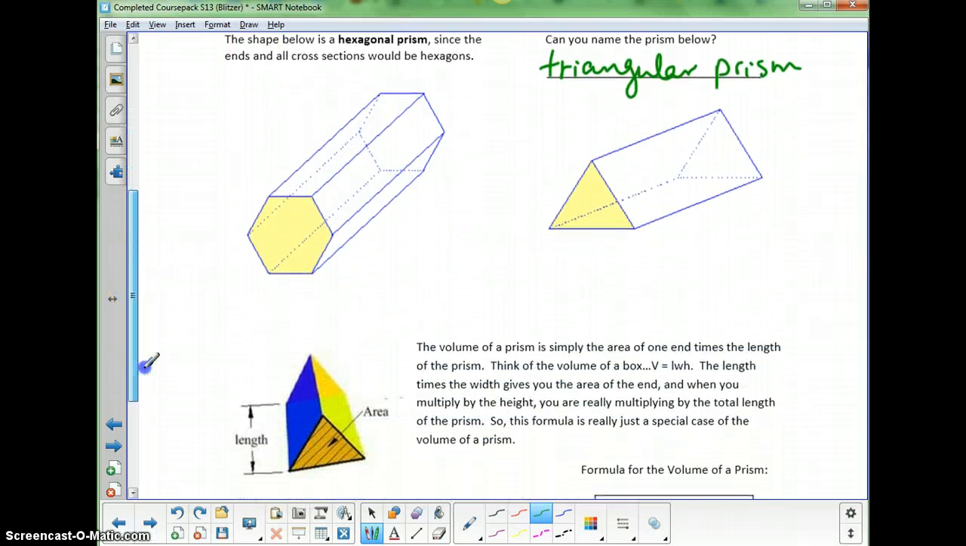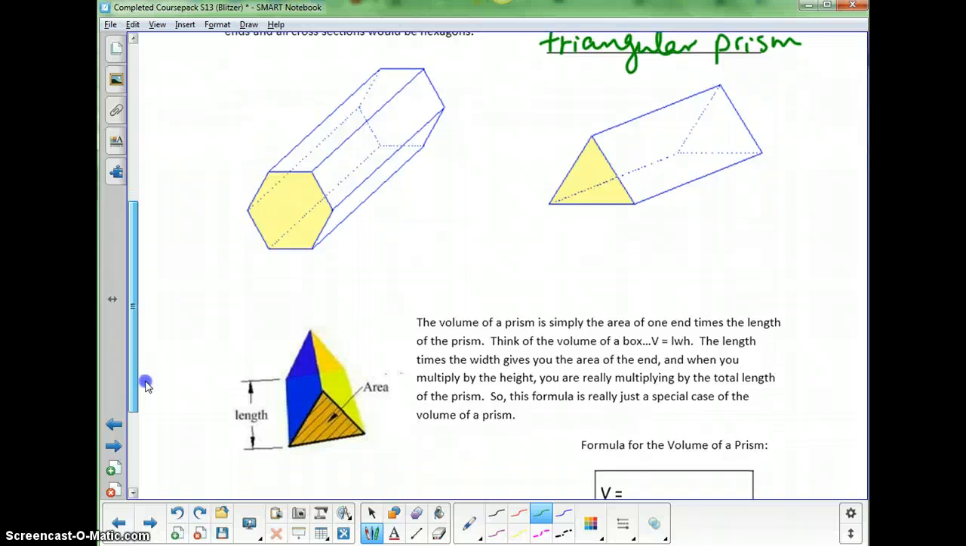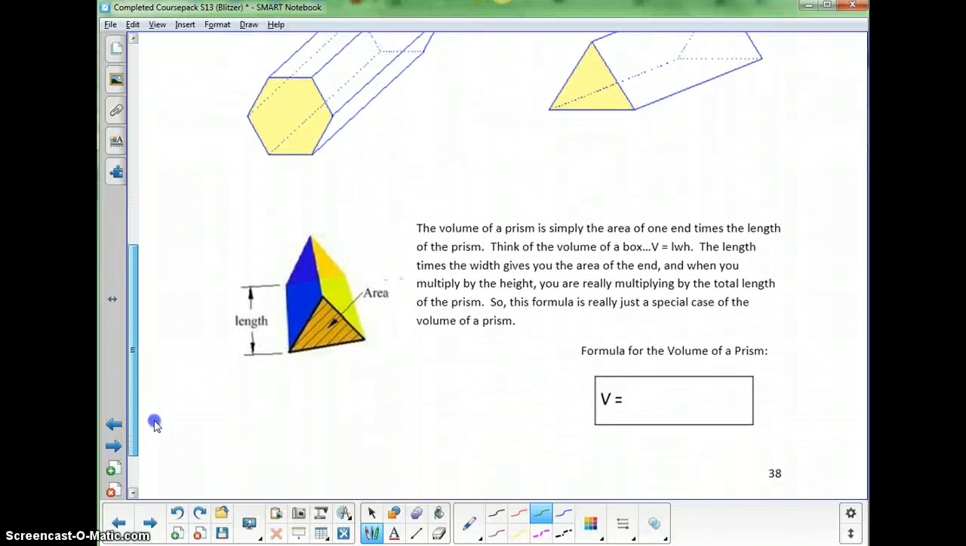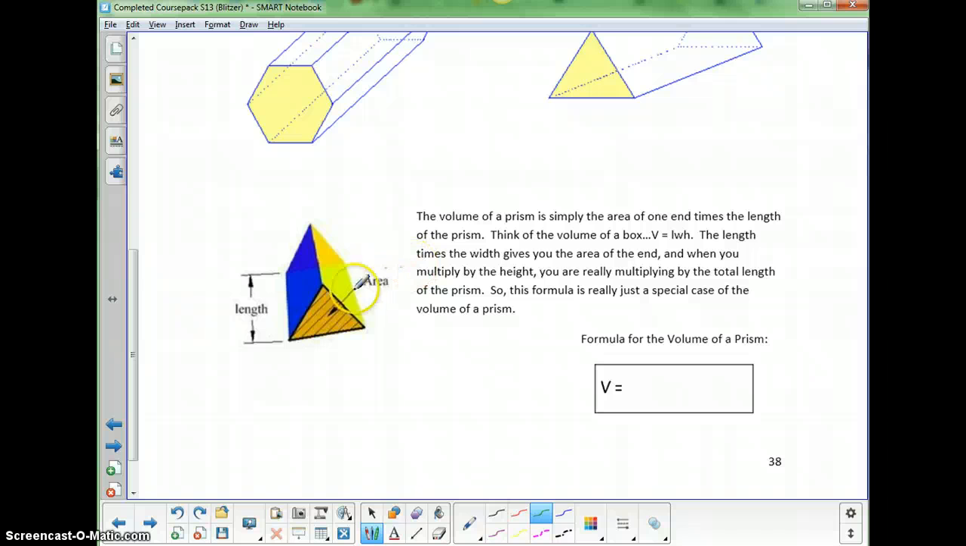Alright, so the way the volume formula worked for the box was it was length times width times height, and length times width was already the area of the base right here. In a triangular prism, the area of the triangle is 1/2 base times height, and we just need to multiply it by the length of the prism, so times length. 1/2 base times height times the length.